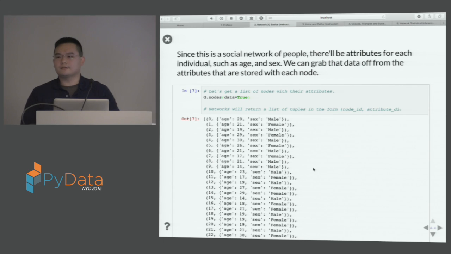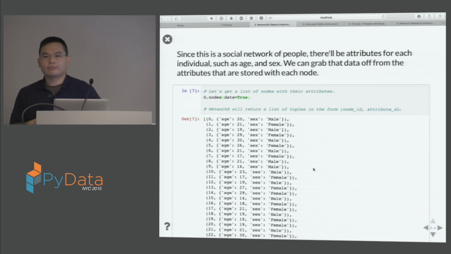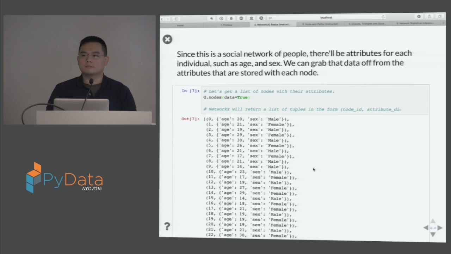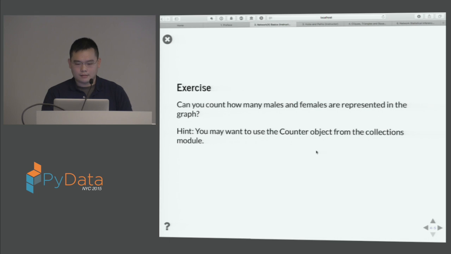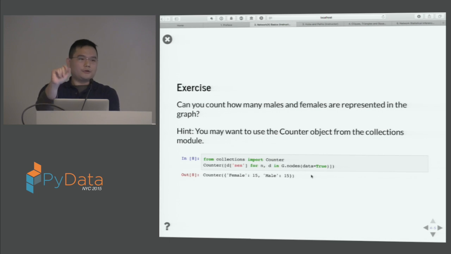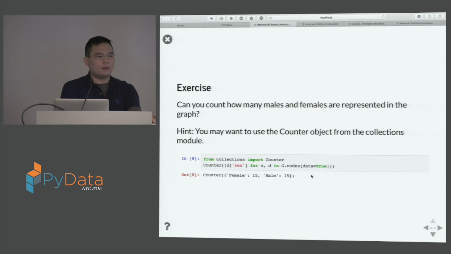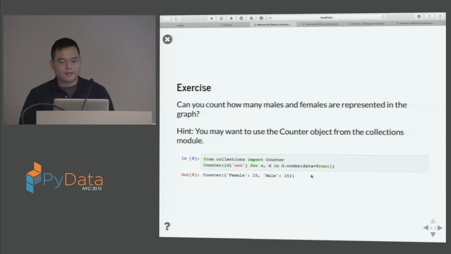OK, I see more hands. Great. I see another one. I'm going to give you guys a hint, well, I'll just show the answer for now, and then I'll maybe talk through the answer, all right?